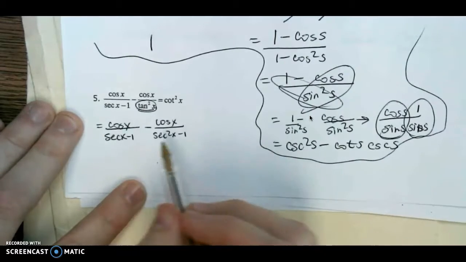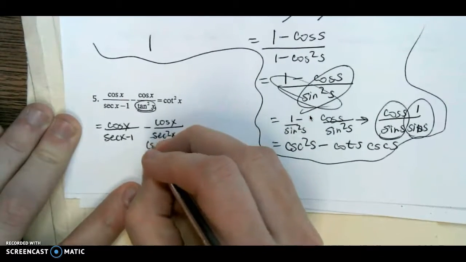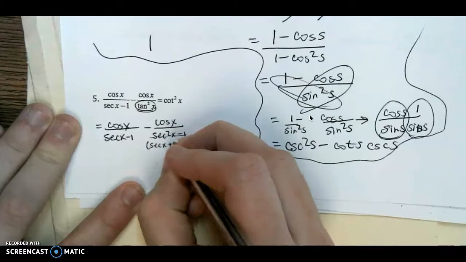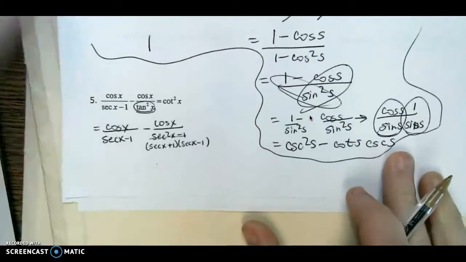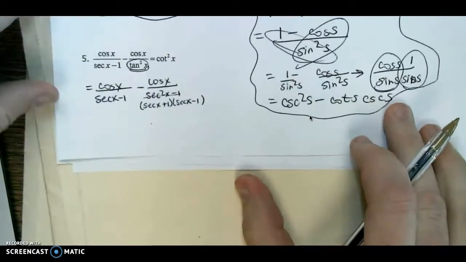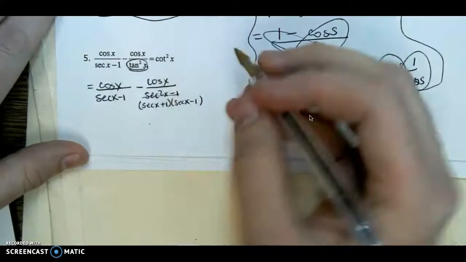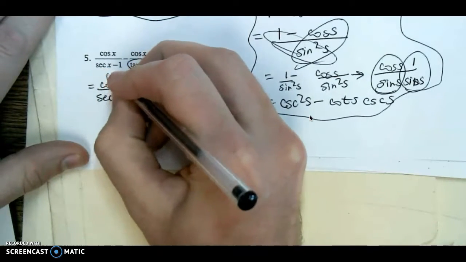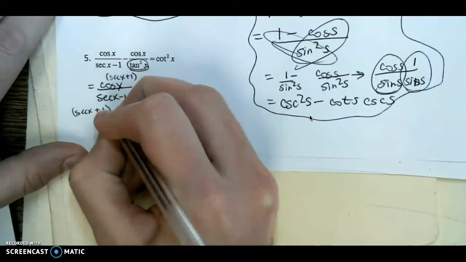They're still not compatible. I want to factor this. So I'm going to take this and factor difference of two squares. Secant plus 1, secant minus 1, and that splits your square up. Now I can see where to get the common denominator. I have a secant minus 1. I need a secant plus 1.